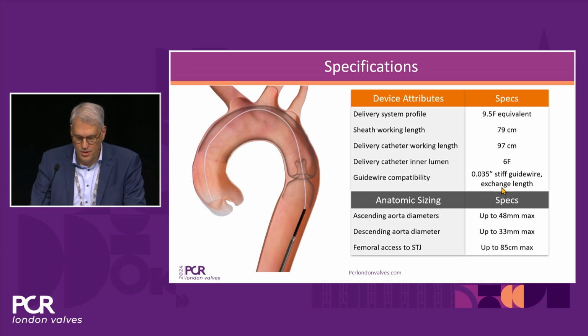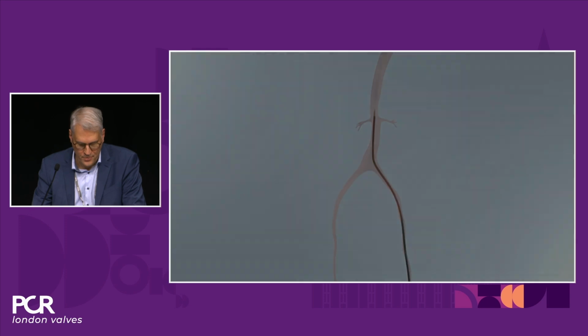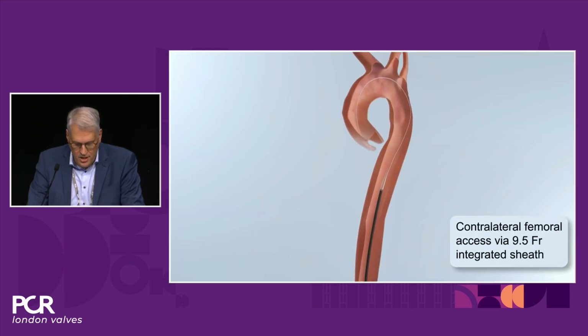You can use a 035 stiff guide wire. This is important to notice. It's not meant for 038, so it's a 035 stiff guide wire system. And here again are the sizes of the aorta which can be treated, and I highlighted this before. Here's a short animation on how it works.